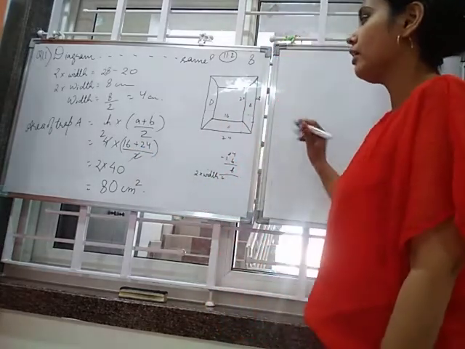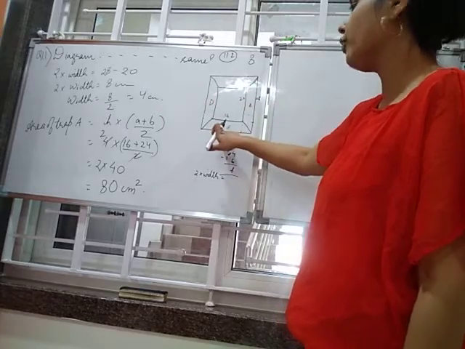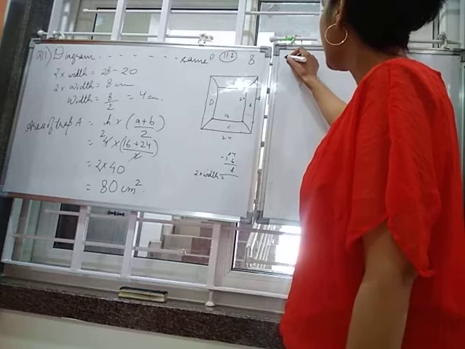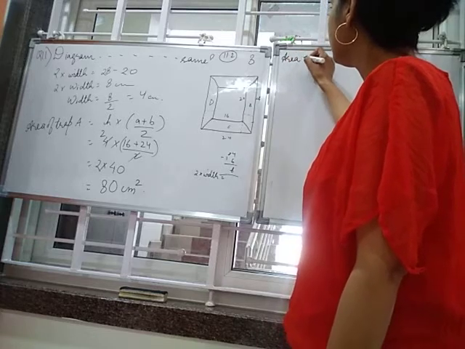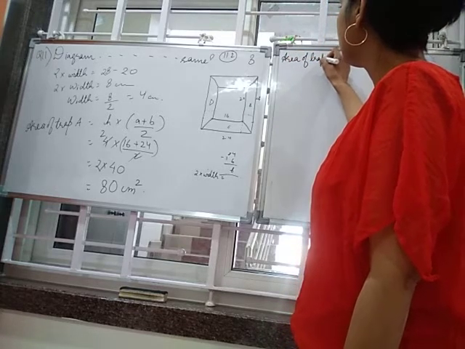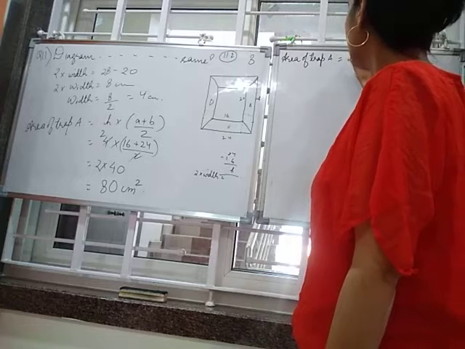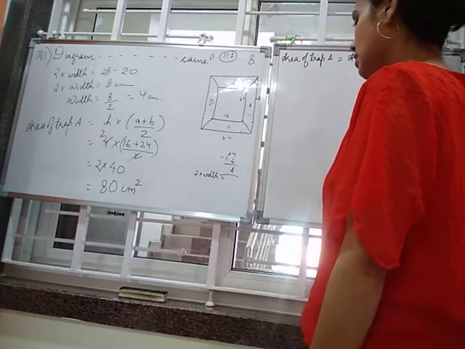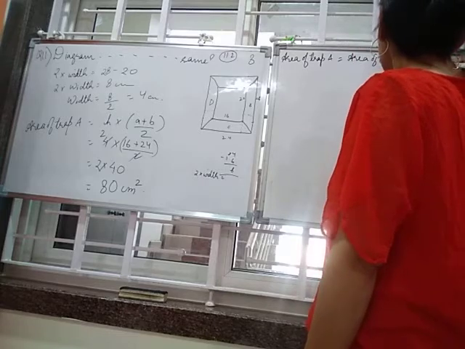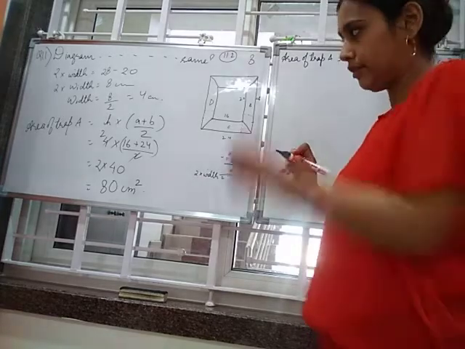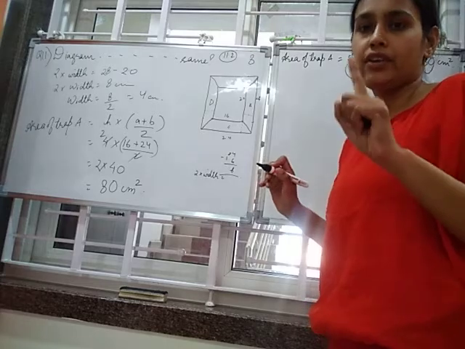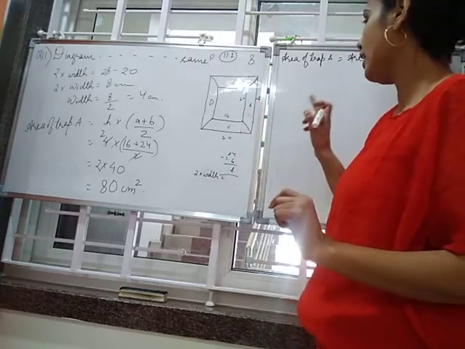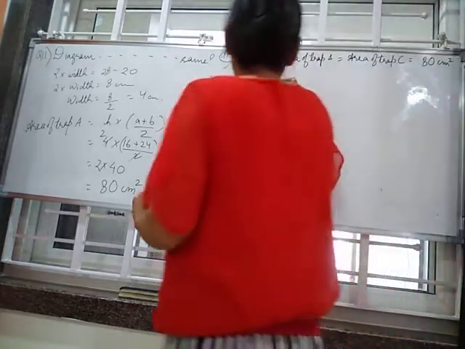Now trapezium A is equal to trapezium C. You can see. So area of trapezium A is equal to area of trapezium C is equal to 80 centimeter square. Achha, we don't have to find the total area. We have to find the area of all A, B, C, D separately. So we found A and C, now it's B.